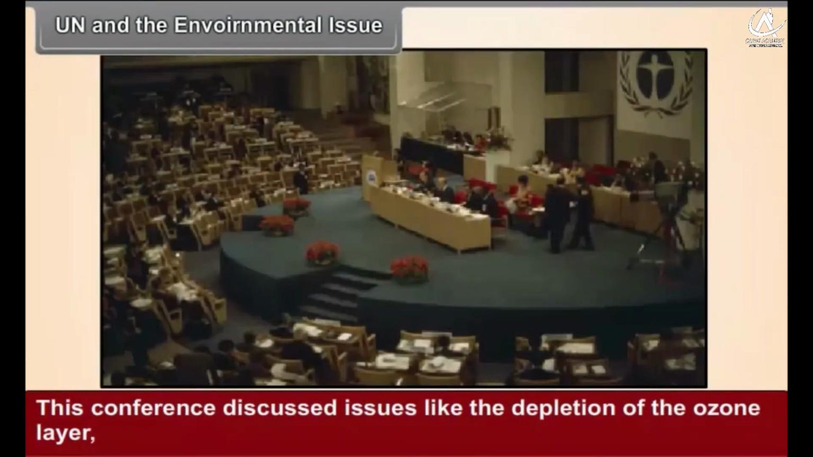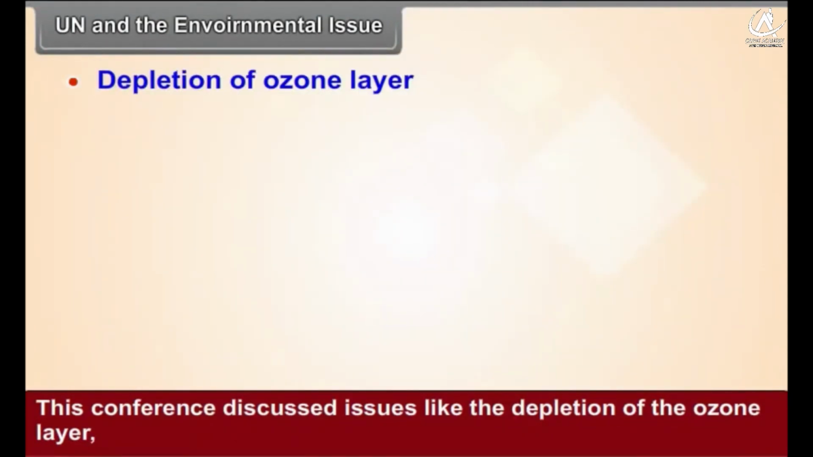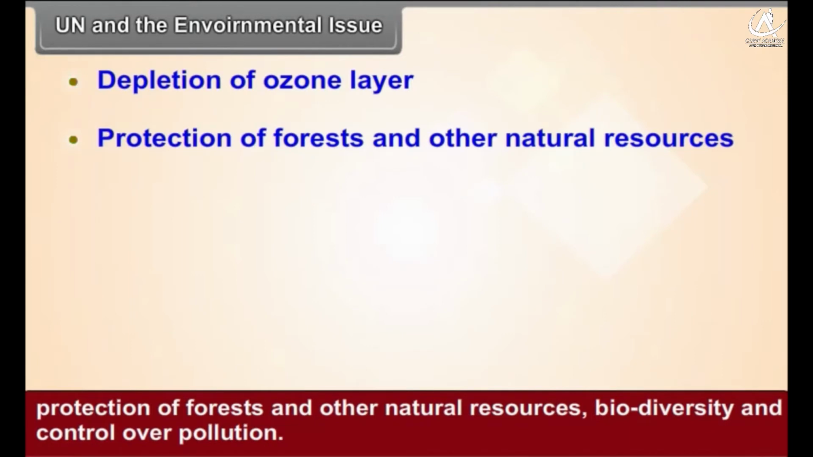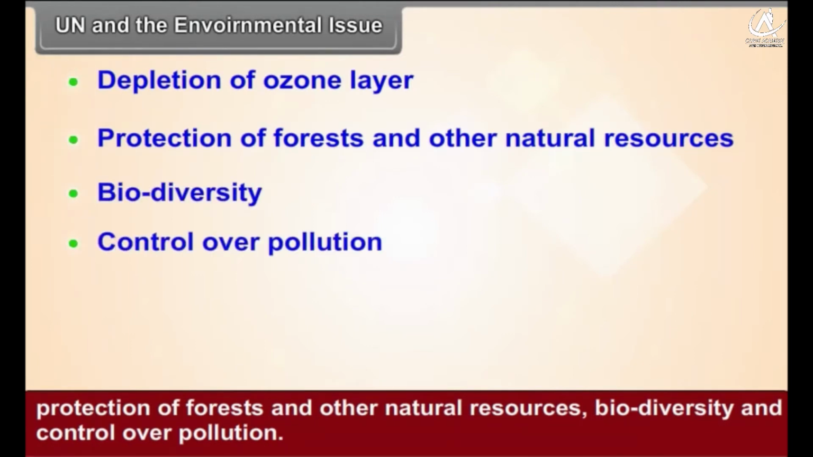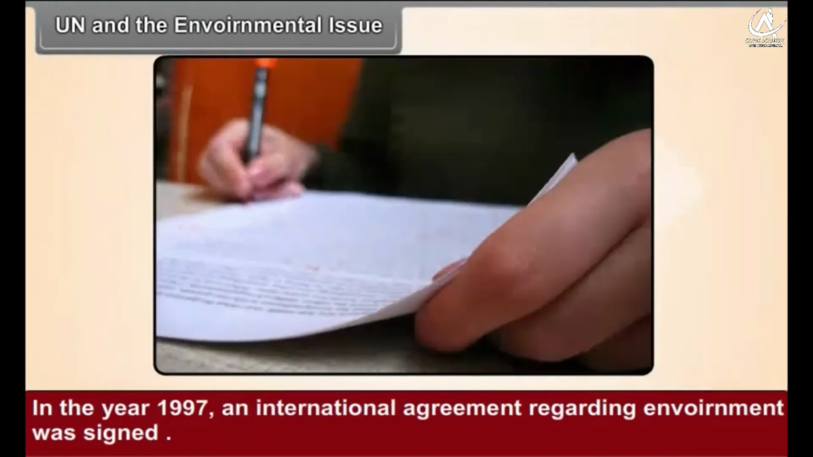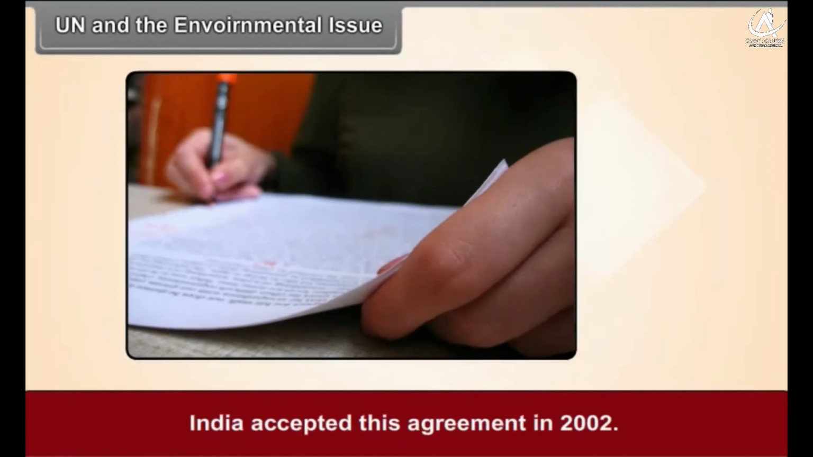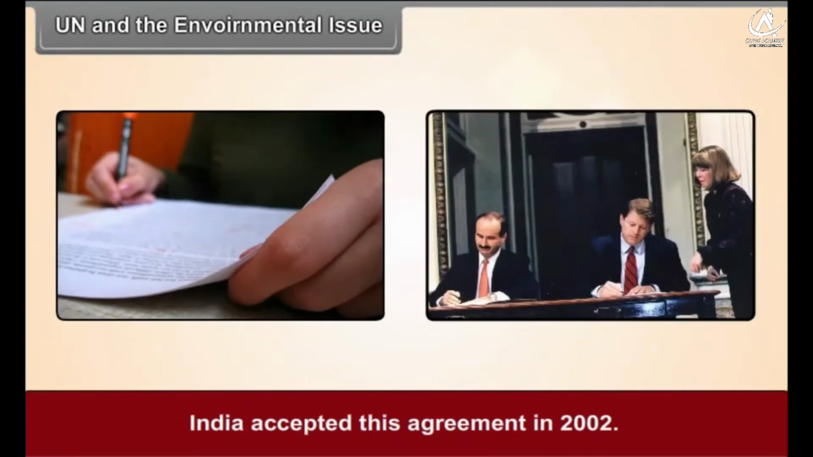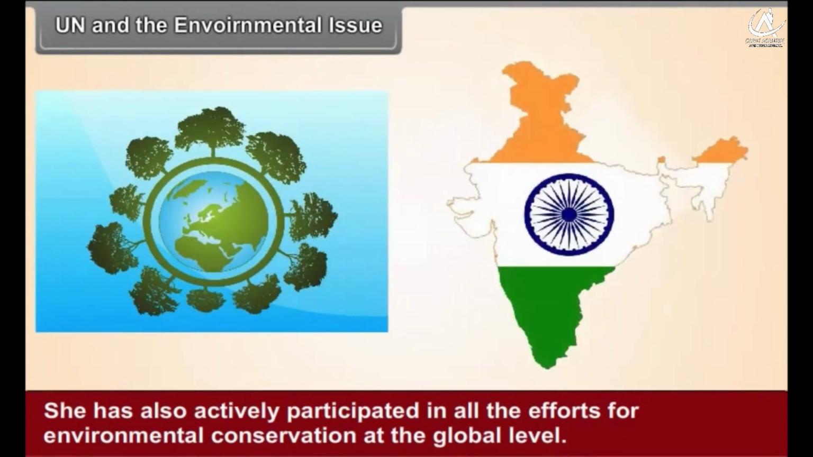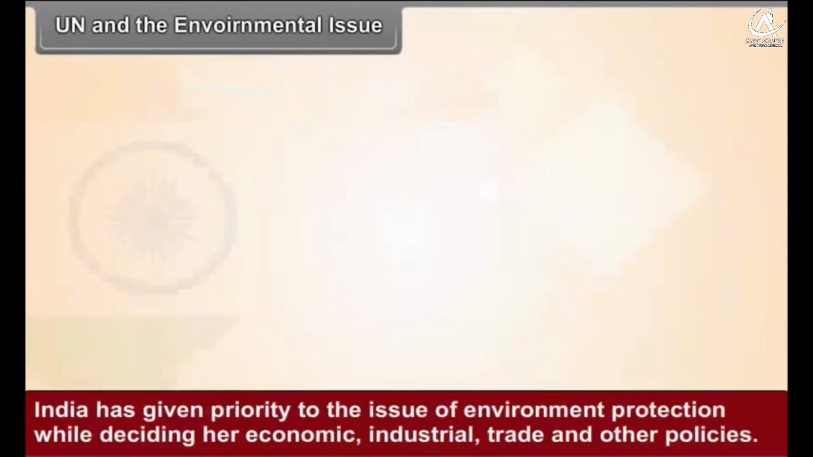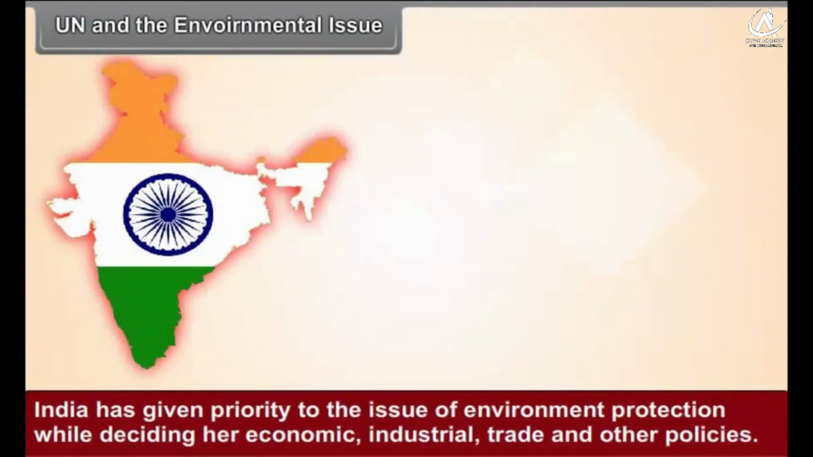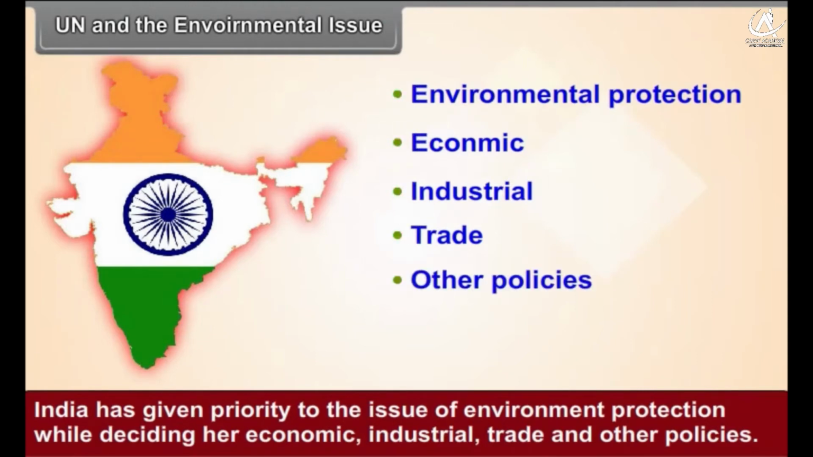This conference discussed issues like the depletion of the ozone layer, protection of forests and other natural resources, biodiversity and control over pollution. In the year 1997, an international agreement regarding the environment was signed. This is known as the Kyoto Protocol. India accepted this agreement in 2002. She has also actively participated in all the efforts for environmental conservation at the global level. India has given priority to the issue of environmental protection while deciding her economic, industrial, trade and other policies.